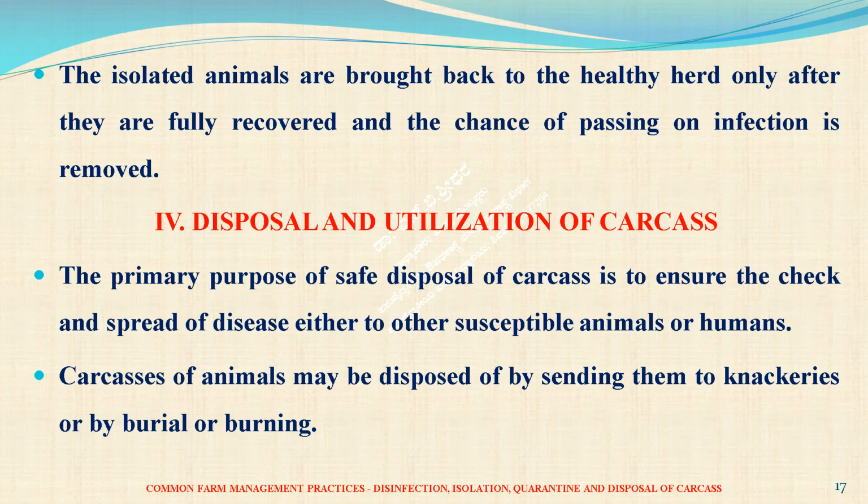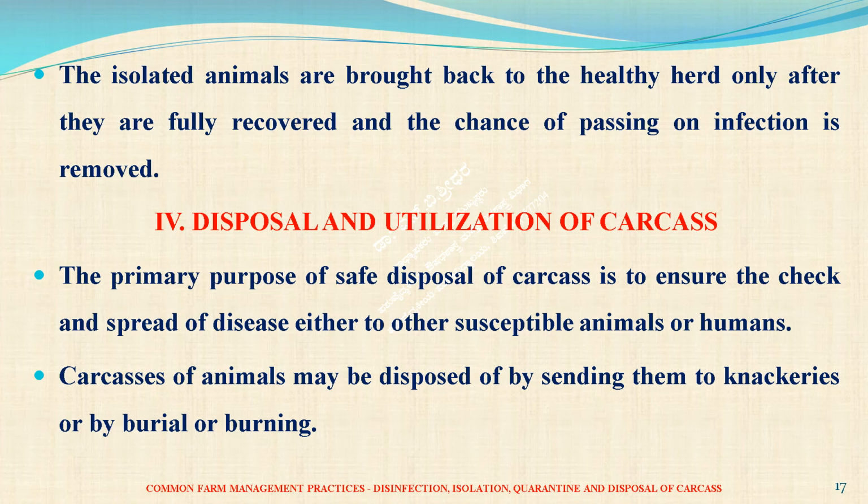Suppose it is a contagious disease like BQ, HS, etc. They should be totally segregated, and if they become apparently normal, only then they need to be brought back to the healthy animal herd, or else they become a source of infection to the remaining animals. Hence, only after complete recovery should they be brought back, or else it should be prevented as much as possible.